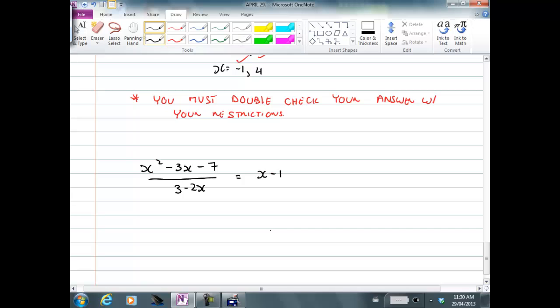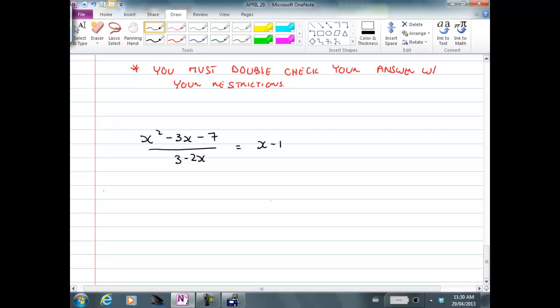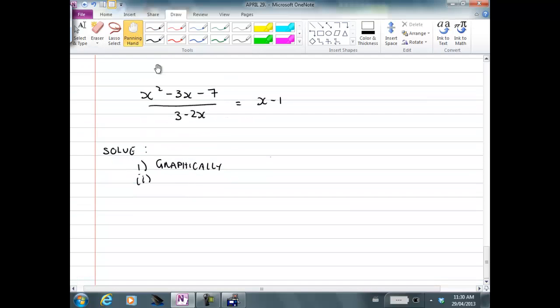It's going to say solve. You're going to do 2 methods. One, graphically, which means using a TI-83. And then 2, you're going to solve it algebraically, which means using math and manipulating things around. Algebraically.